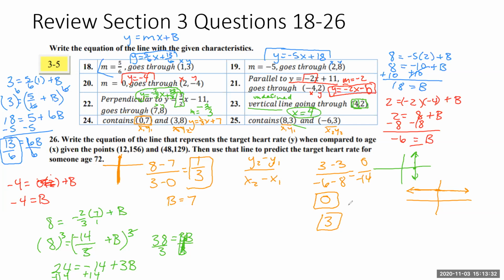So then when we go ahead and write out that equation, we have y equals, then remember that the m is 0, so 0 times any x is going to be 0. So we're going to write that in, and then it will be just y equals 3.